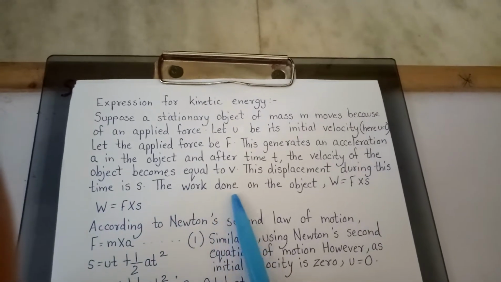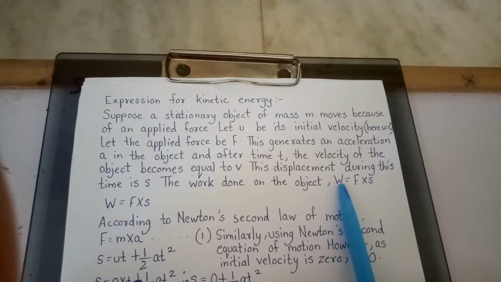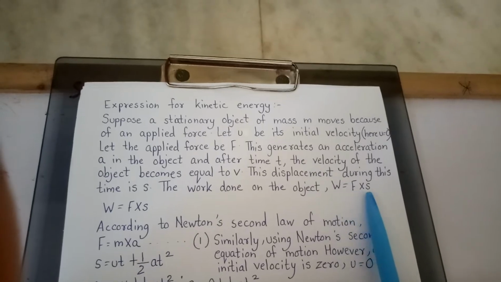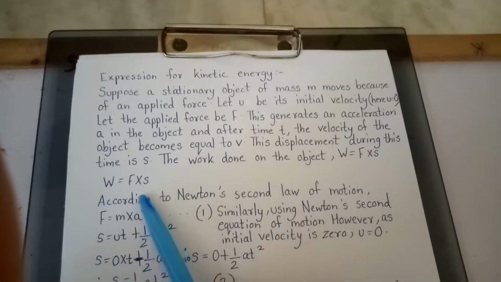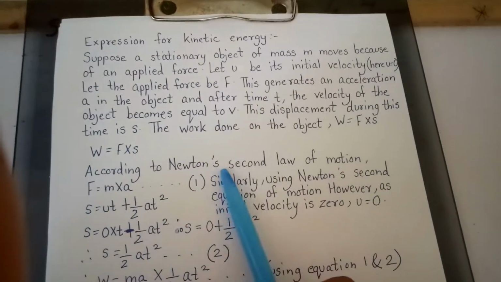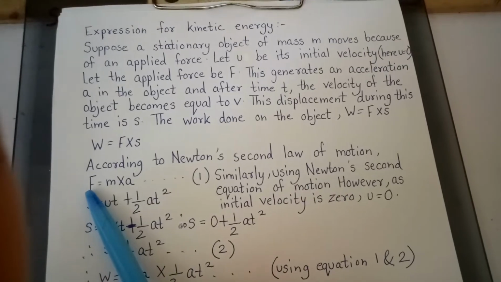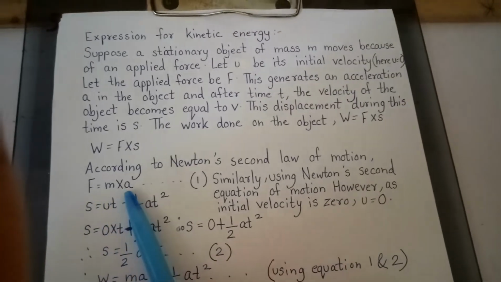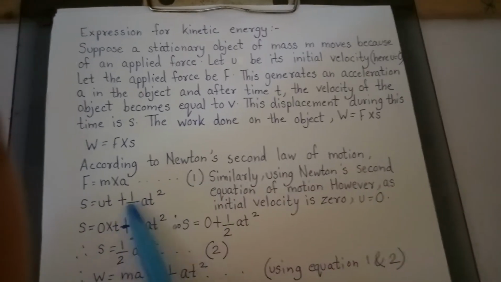The work done on the object, the formula for work, is equal to force into displacement. Work is equal to force into displacement. According to Newton's second law of motion, force is equal to mass into acceleration. This is our equation first.